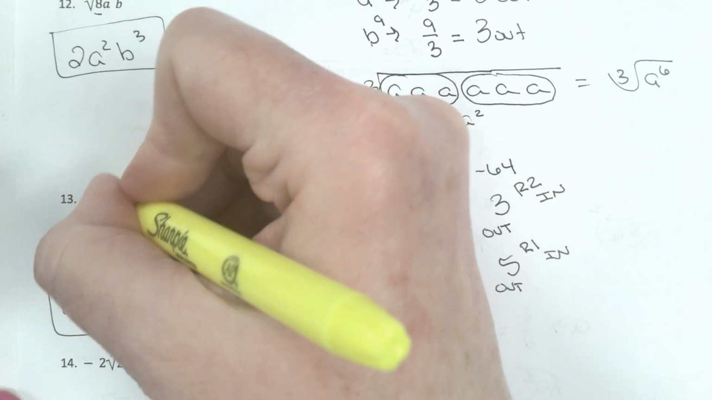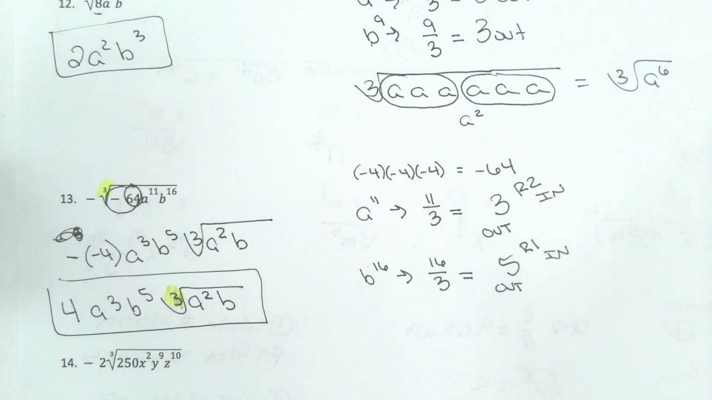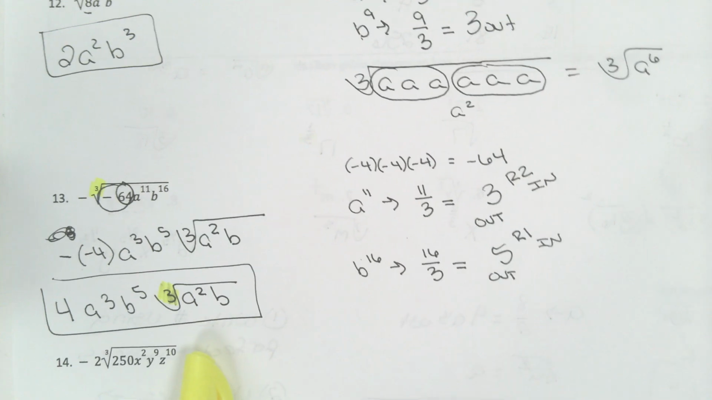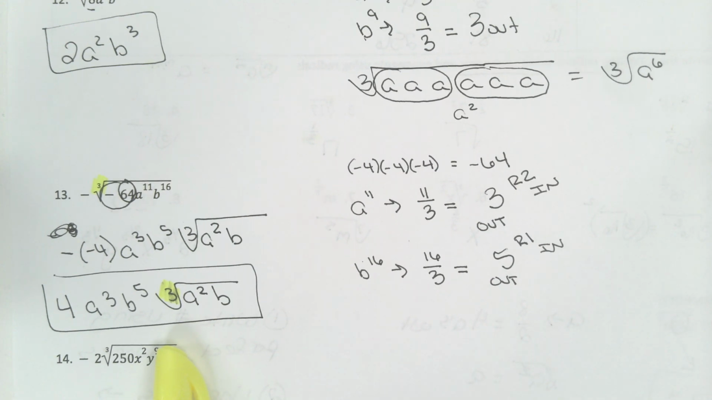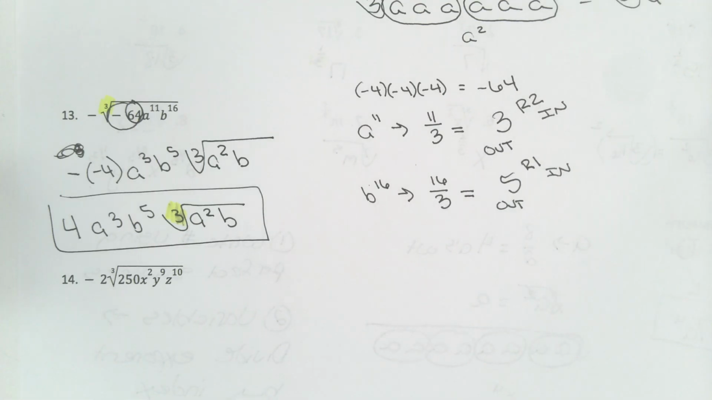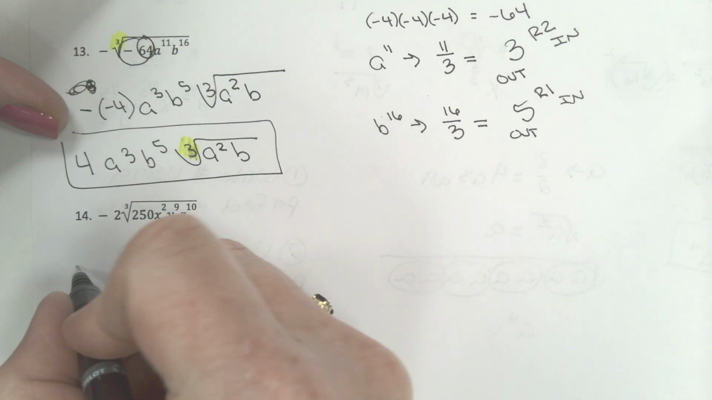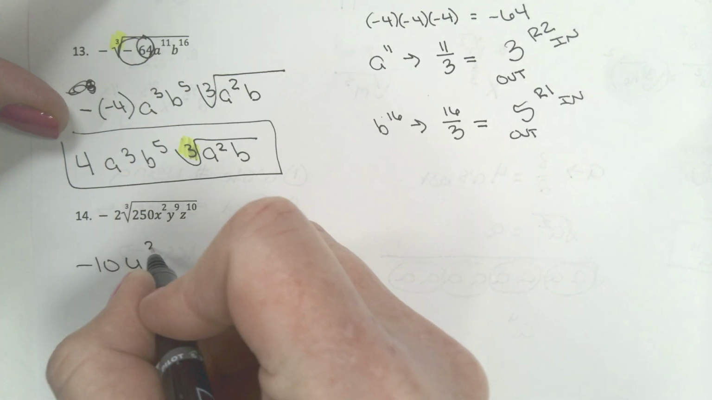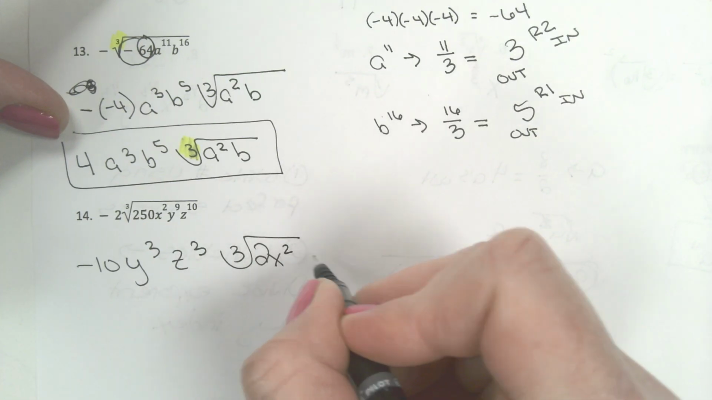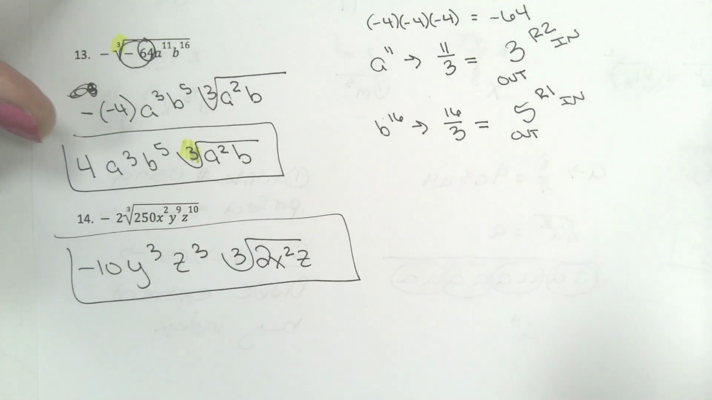If you have an index, you must continue to write it, and it must show up in your final answer. If you have an index of 3 and you end up with no index in your answer, then I'm probably going to dock you about a half a point. And the last one you could work out, I will tell you, it is negative 10 y cubed z cubed, the cube root of 2 x squared z for your good final answer. All right, thank you.